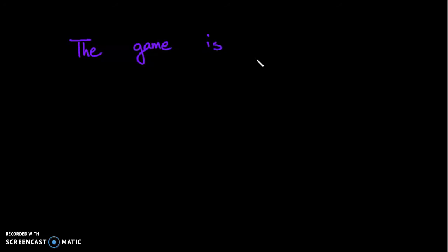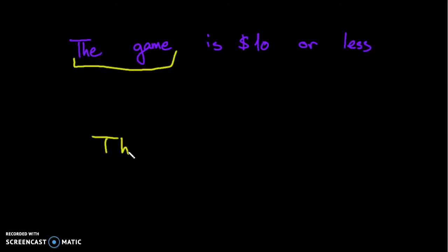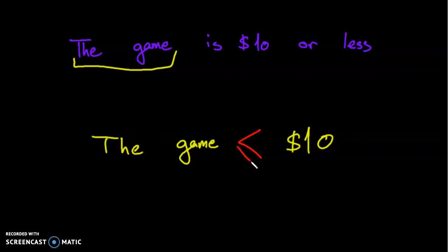So now, these signs are not always enough. Let's take this example. So I'm telling you that the game is $10 or less. So we say that the game is less than $10. So the game, this side, should have the smaller side. So the game is less than $10, but it can also be equal to $10. This is the less than or equal sign. The game is less than or equal to $10.